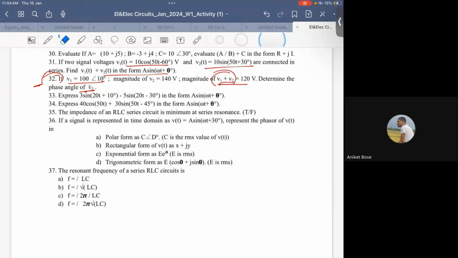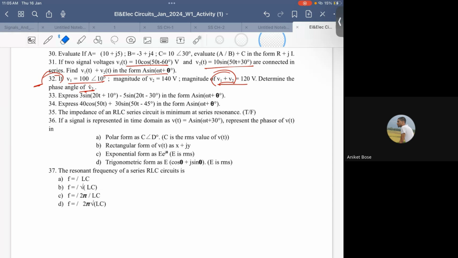Sir, in the 33 question, can I do it like this: 3 sine of 20t plus 10 minus 3 sine of 20t minus 30, and then add a minus 2 sine of 20t minus 30, and then use the sine C minus sine D formula? That also you can do, sine a plus b and then sine a minus b. But in the end, whether you'll be getting everything in the form of sine only, I guess the cos will also come, right? Then you can convert that sine into cos and then try to do it. Yes, that also can work.